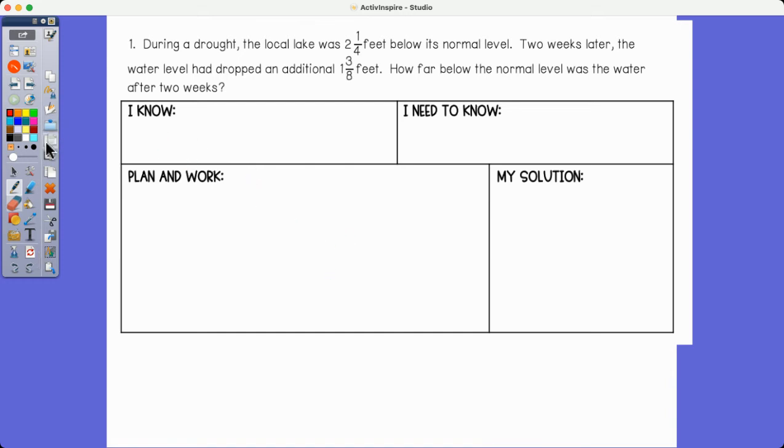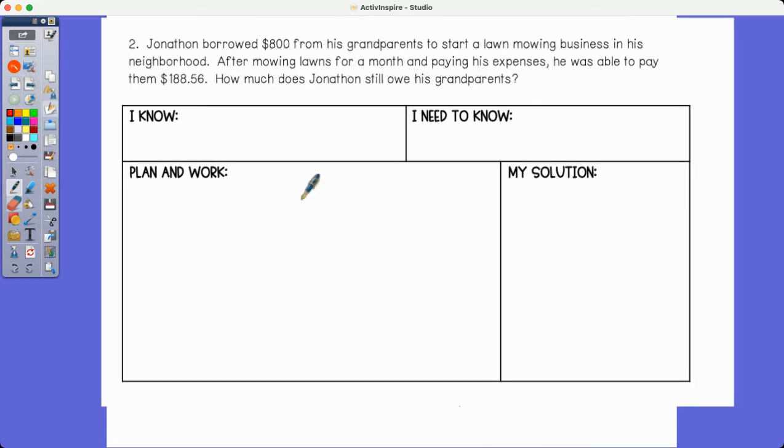Okay, let's take a look at the next problem. Jonathan borrowed $800 from his grandparents to start a lawn mowing business in his neighborhood. After mowing lawns for a month and paying expenses, he was able to pay them $188.56. How much does Jonathan still owe his grandparents? Well, I know he borrowed $800. And then he paid back $188.56. I need to know, how much does he owe?